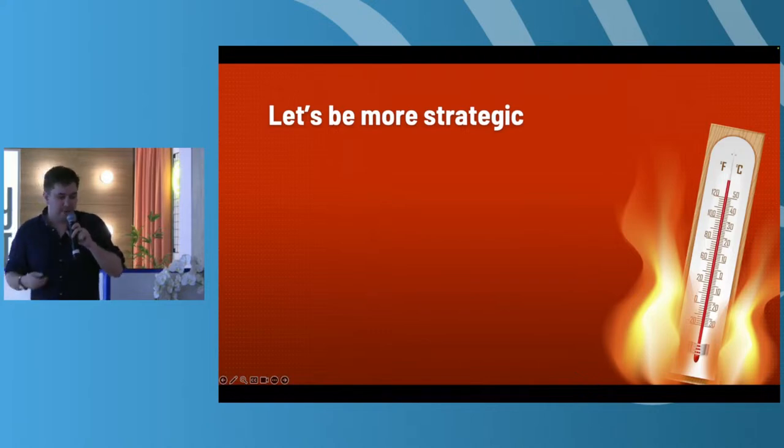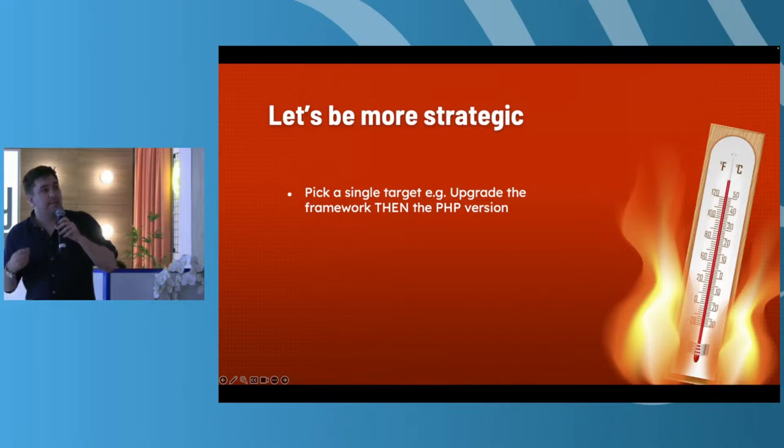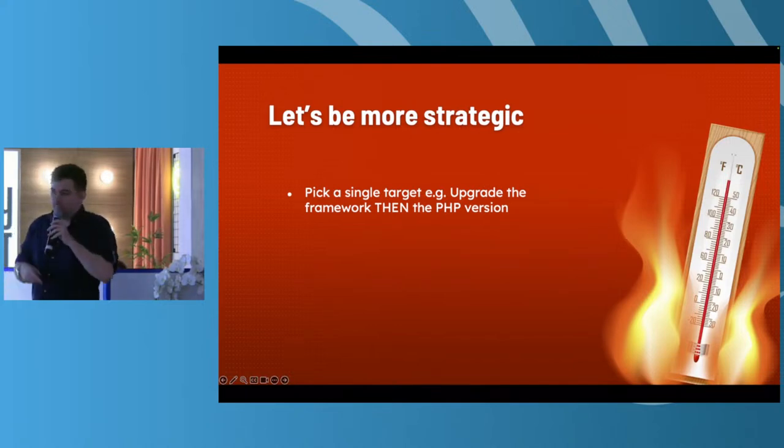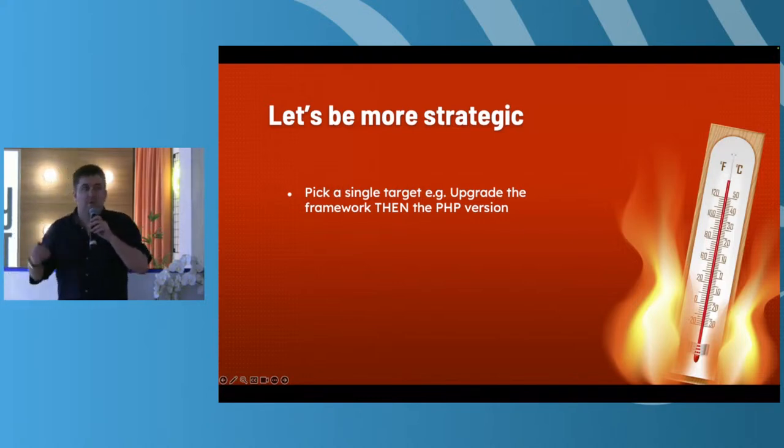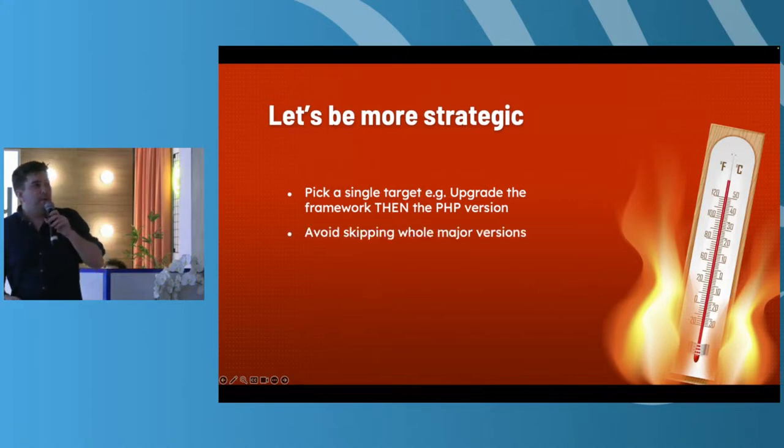So some ways we can be more strategic when it comes to our upgrades: always pick a single target, and focus on that one target first. If you want to upgrade the framework, upgrade the framework. If you want to upgrade PHP, upgrade that. But work out which steps you need to take to get to that point. Have a real, actual reason for upgrading. Don't just go, oh, we want it because it's new. Again, don't skip whole major versions. If you have to do a big jump, that's just going to cause more problems for you.